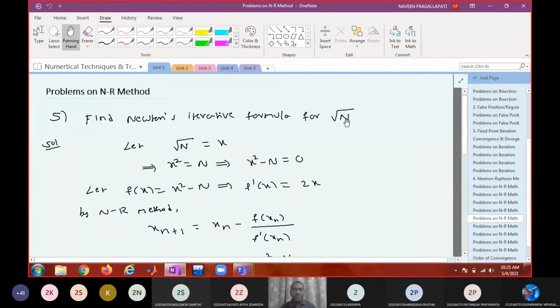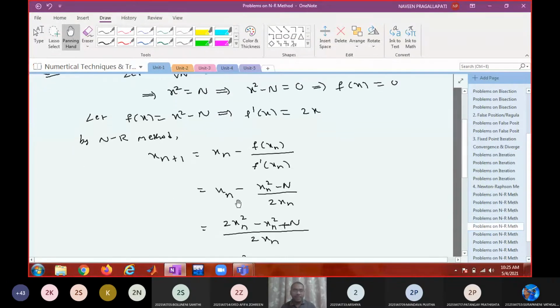Okay. Now generalization: root n instead of root 12. If I want root n, the same technique. You consider root n as x, and square on both sides. x square minus n equal to 0. So f of x is x square minus n, in the form f of x equal to 0. f dash of x will be 2x. So when you apply the Newton-Raphson method, this is the formula.